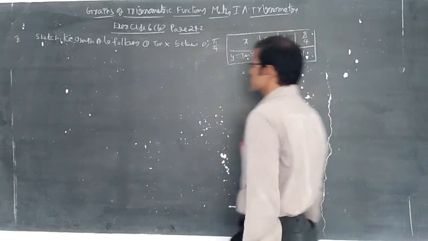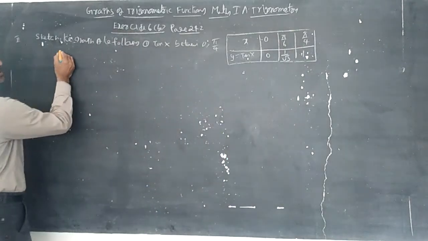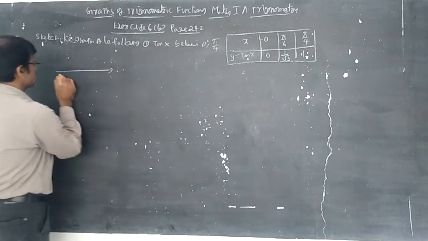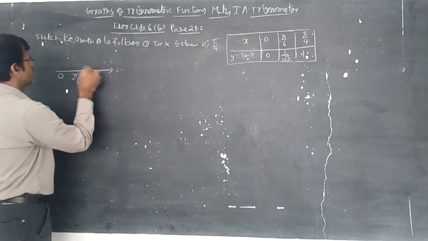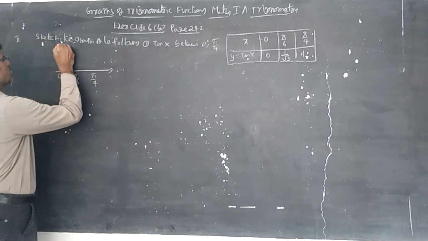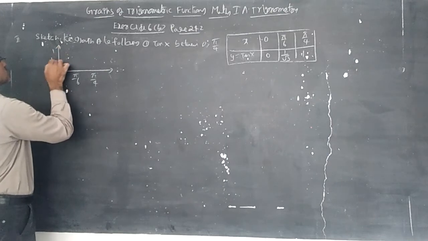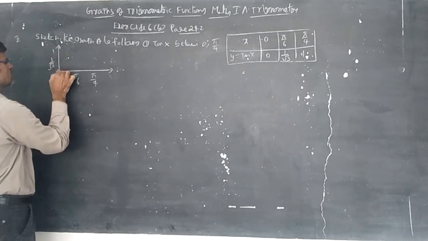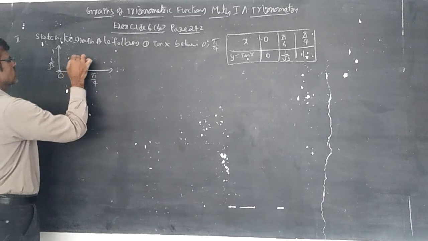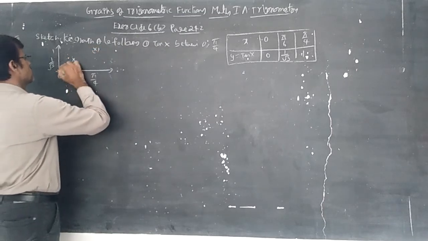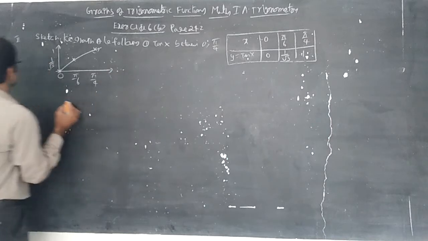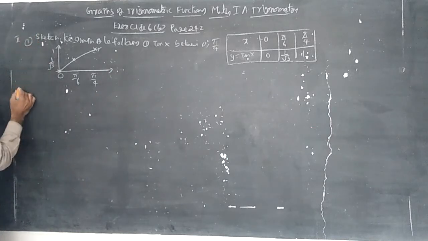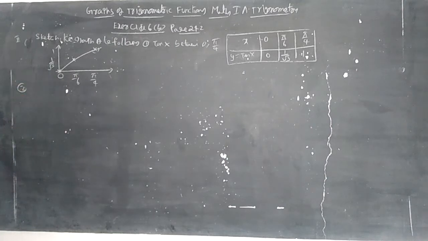It is an increasing sequence. Directly you can draw the graph like this. Take the x-axis like this. This is 0, this is pi by 6 and this is pi by 4. Enough. Put here maximum value 1, this is 1 by root 3. Directly you can take tan 0 is 0, tan pi by 6 is 1 by root 3, tan pi by 4 is 1. Simply draw like this. That's all. This is the graph of y equals tan x. This is the first question complete. Let us discuss the second question.